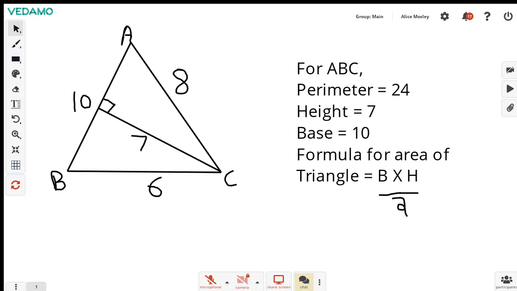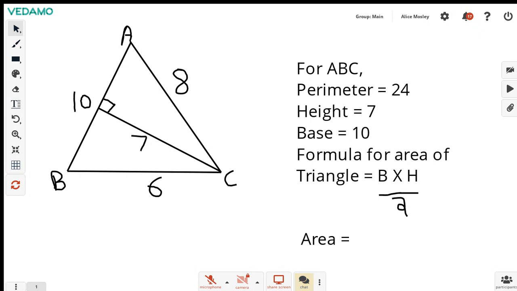40. Okay, I got your answer. Let's wait for others. Mr. Dwayne, what did you say? 40? Yeah, 40. Okay, let's wait for others. Area for the triangle is base multiplied by height divided by 2. You all know the base, you all know the height. You just have to put those in the formula and get your answer.